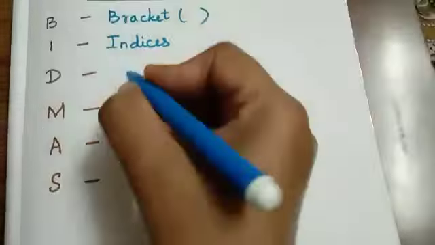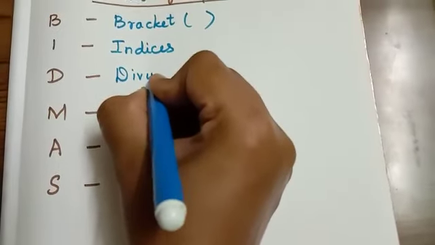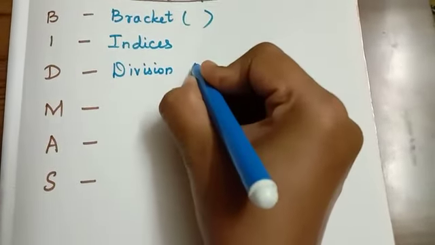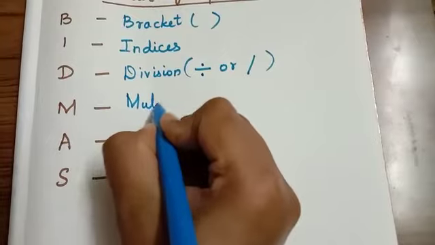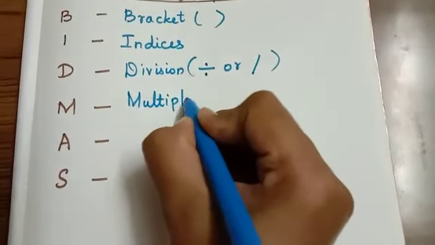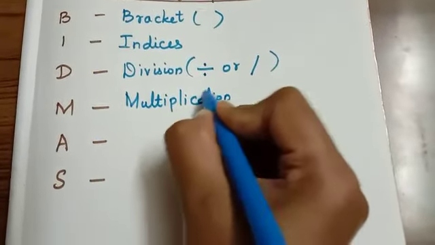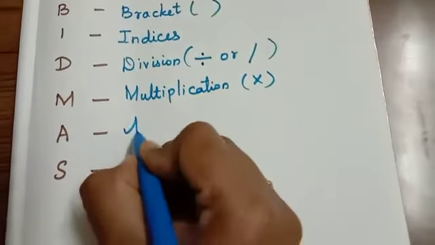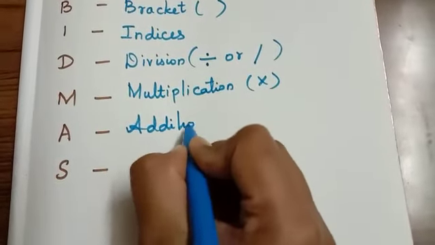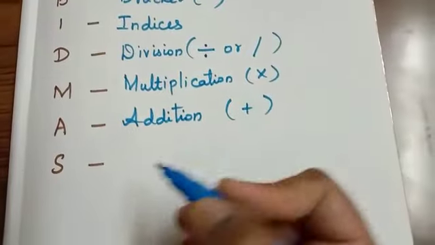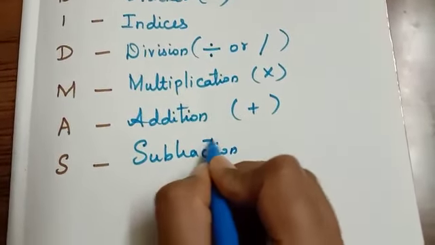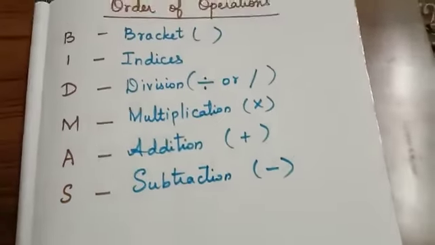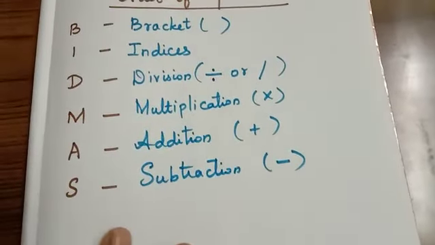Then D is division, that is divide or slash. Then M is multiplication. Then A is addition, that is plus. And the last one is subtraction. So based on this concept, we have to solve the problem.